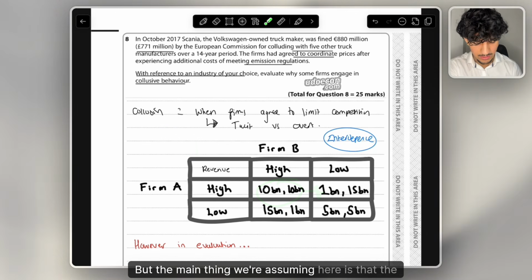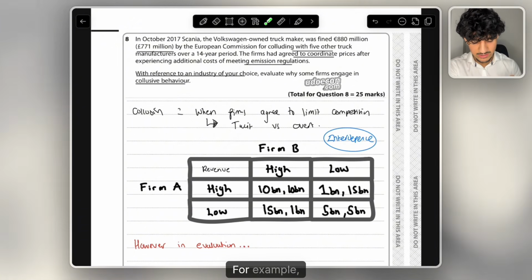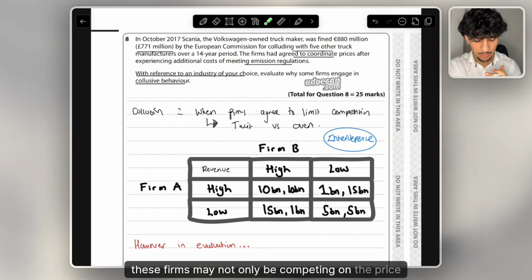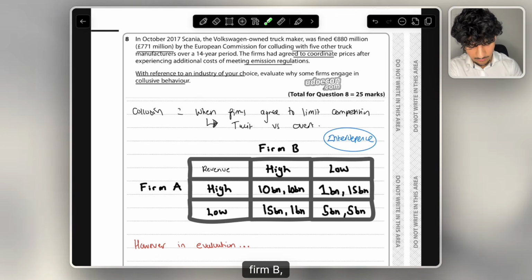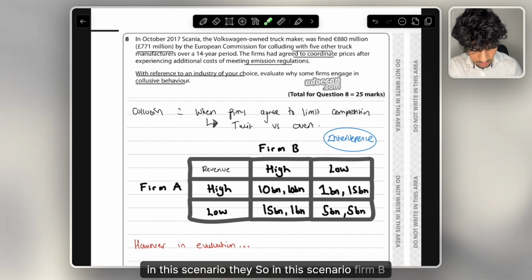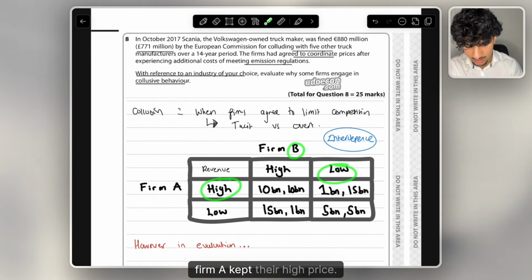But the main thing we're assuming here is that the only thing that firms are competing on is the price of the good. For example, these firms may not only be competing on the price of the good, they may also be competing on quality. Therefore, firm B, in this scenario, cut their prices, they set a low price, whereas firm A kept their high price.